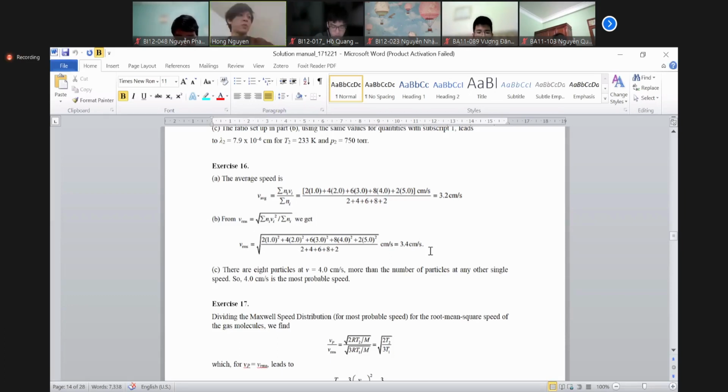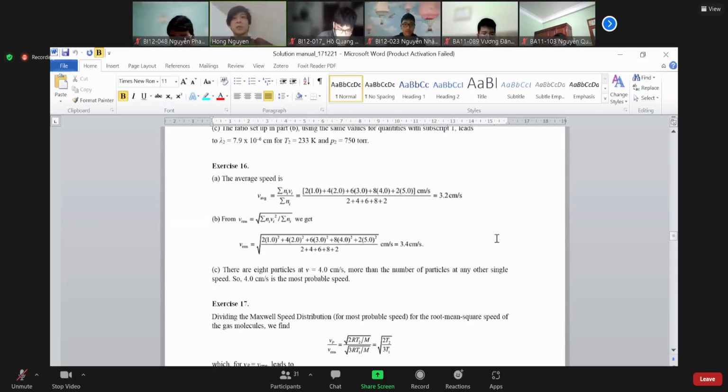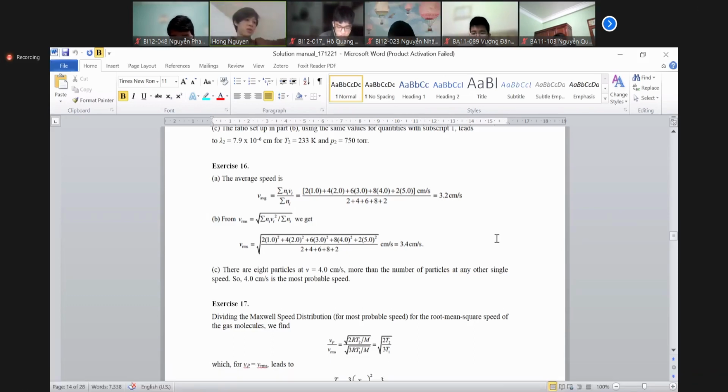And for the most probable speed, this is the speed that most of your particles will have. You just look at the table. You see that there are 8 particles having the same speed at 4 centimeters per second. So the most probable speed should be 4 centimeters per second.